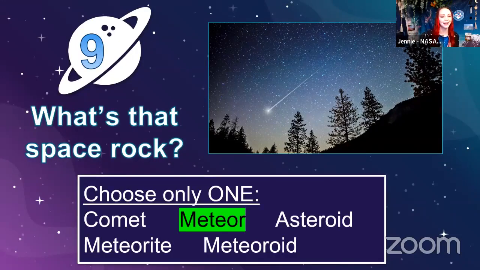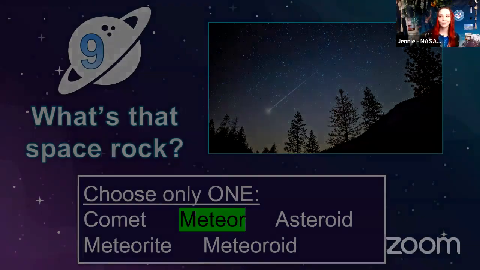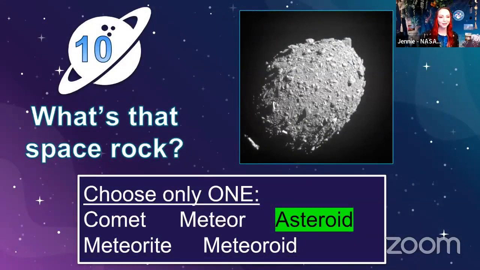That's great. That means that after I show the final answer, we can skip right into talking about the DART mission for the rest of our time. So that brings me to number 10. If you got number 10 correct, you wrote asteroid, and this is an asteroid.